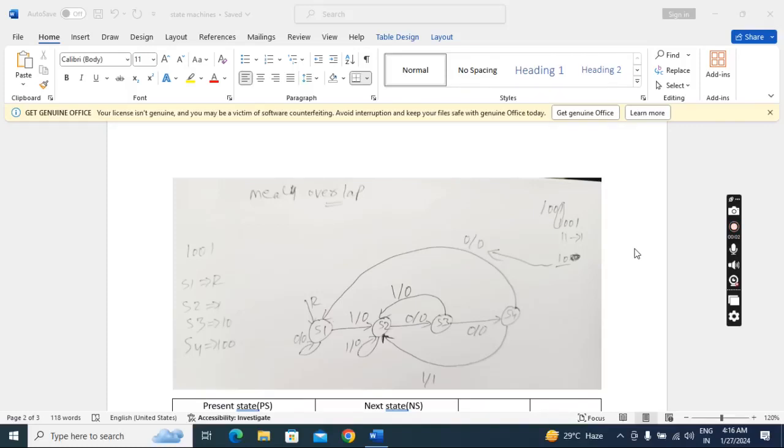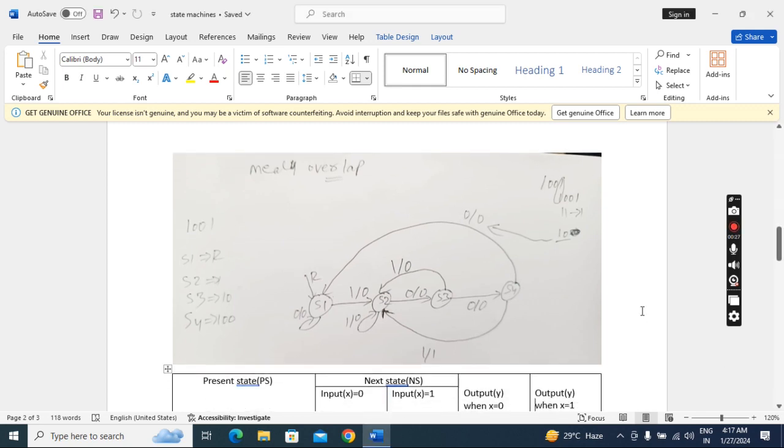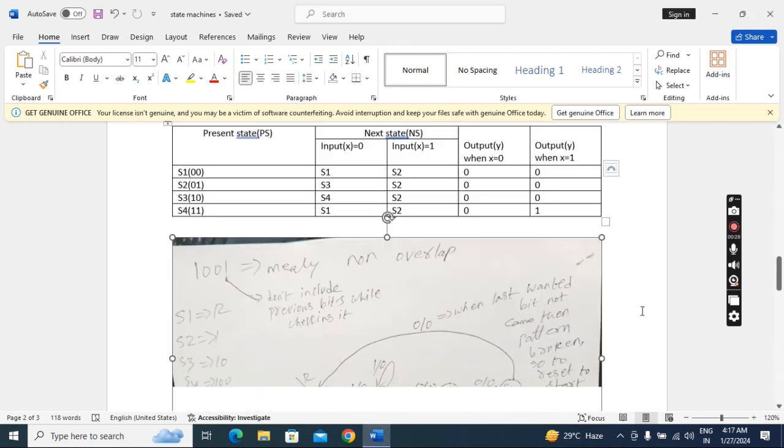In this lecture, we'll discuss how to draw the state table for all four types of state machines or pattern detectors or sequence detectors. If we want to draw a state table, first we need a state diagram or state graph. So first we'll see for Mealy overlap. I have drawn the state diagram for the pattern 1001. Now we'll see how to do the state table for this diagram.